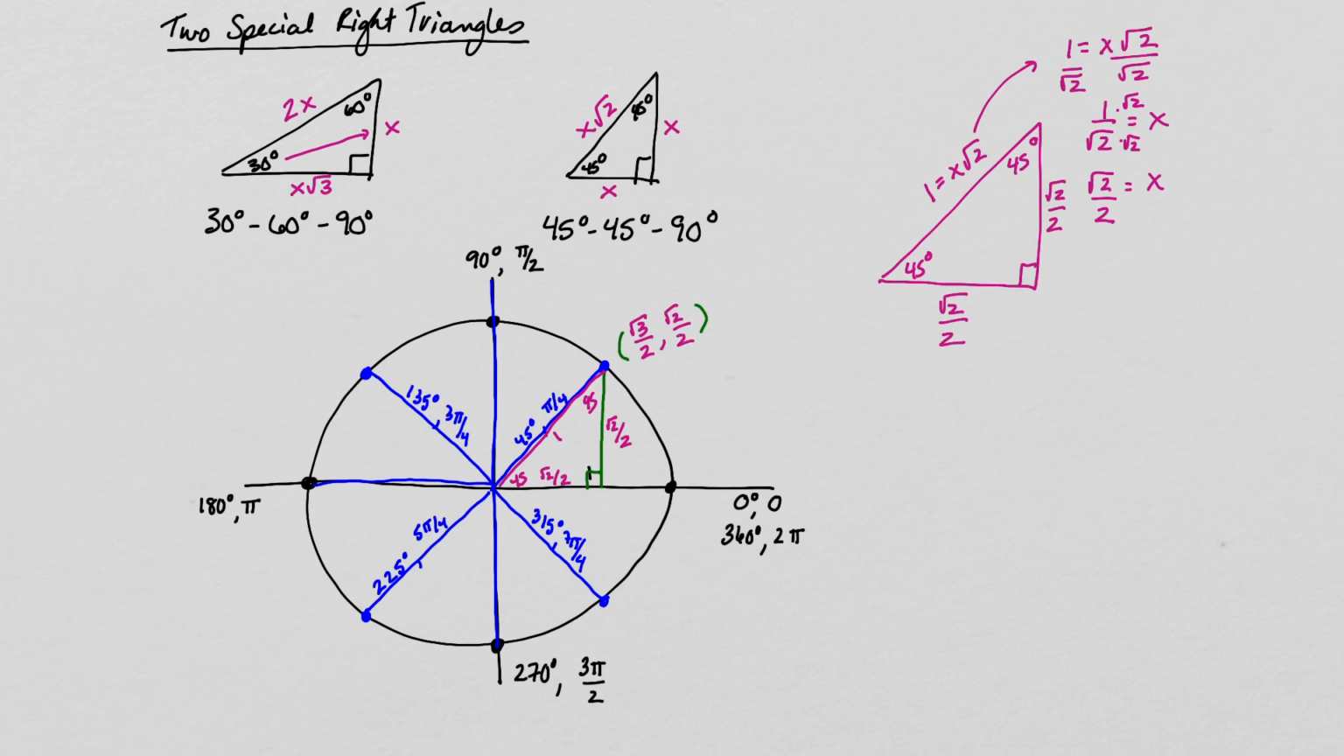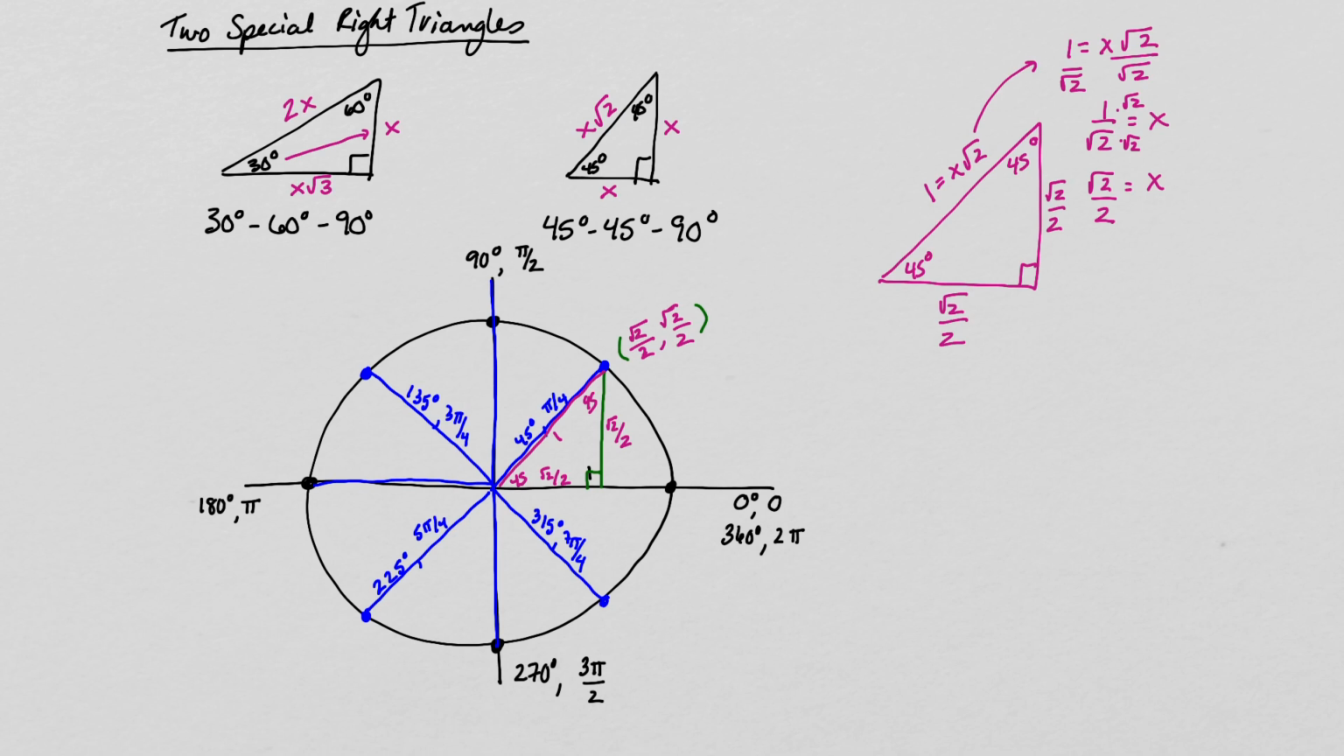And I wrote root 3, but it should really say root 2. I just wrote the wrong thing. Root 2 over 2. I said the right thing, but I wrote the wrong thing. Root 2 over 2. And we can do this with other angles as well.